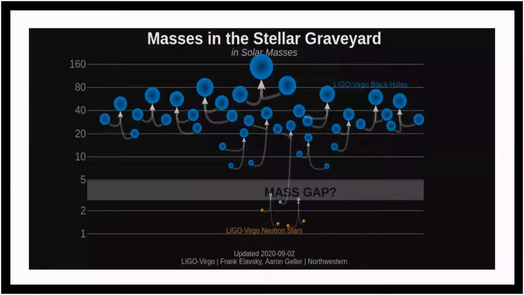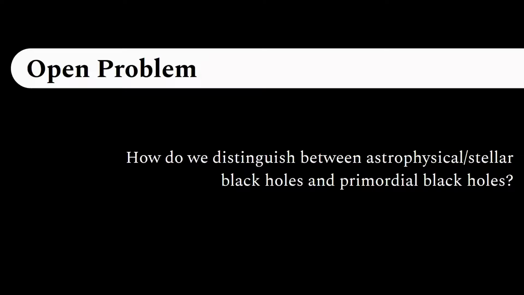But we decided to focus on the mass gap, particularly to look for primordial black holes. The main issue is that theoretically, black holes can exist in the mass gap. It doesn't go against theory. It's just something that we don't observe. So the issue we have to deal with is how we distinguish these primordial black holes from astrophysical black holes. This is obviously an open problem, and people have been wondering about it for a while.